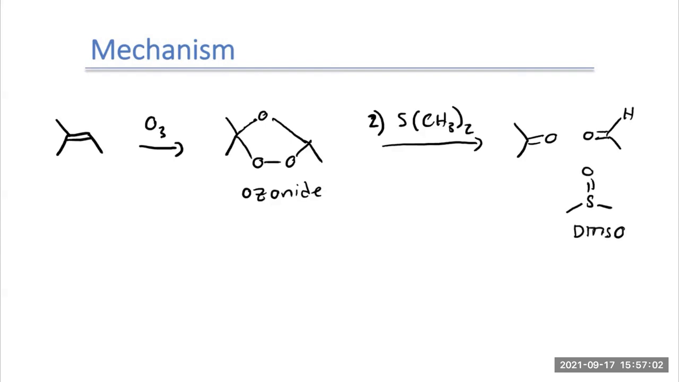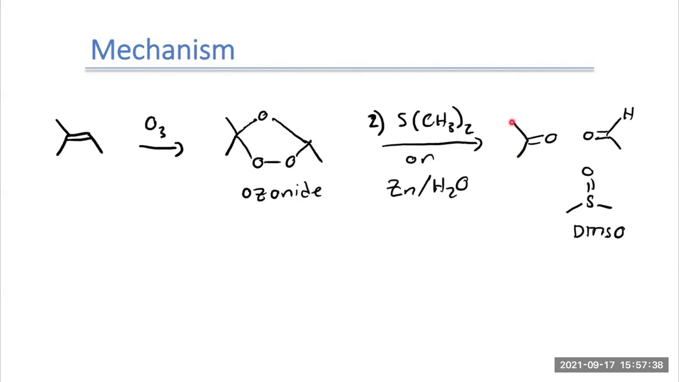So we can use our dimethyl sulfide, or you can also use zinc in water. That's another one that can do this cleavage and do the second step. And as I said, this has the benefit of being milder than the potassium permanganate. So you're not going to oxidize everything up. You're just going to cleave the double bonds.